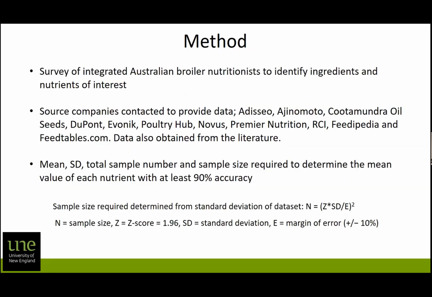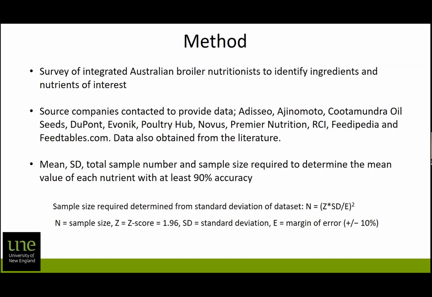This brings me back to my AgriFutures project, to build a database of Australian feed ingredients. It started off with a survey of Australian broiler nutritionists to identify what ingredients they're most interested in, and also what nutrients. Then I contacted source companies to provide data for the database. A massive thank you to Adissio, Ajinomoto, Cootamundra Oilseeds, DuPont, Evonik, Poultry Hub, Novus, Premier Nutrition, RCI, Feederpedia, and feedtables.com for contributing data. Data are also obtained from the literature where required.